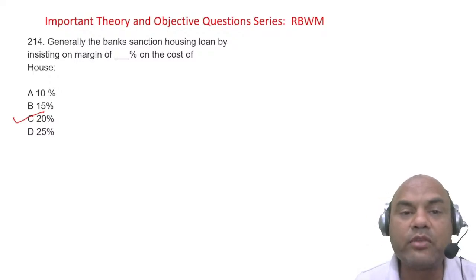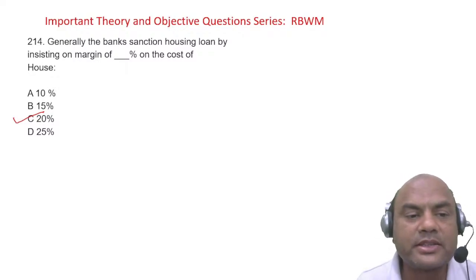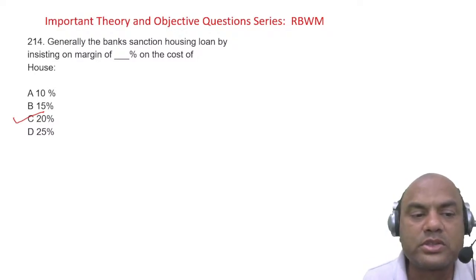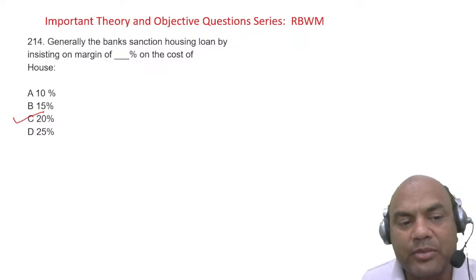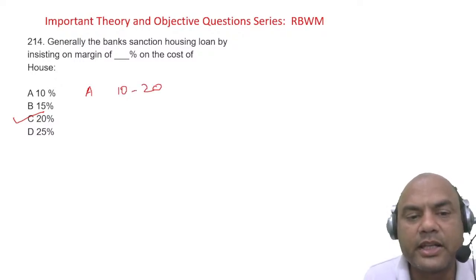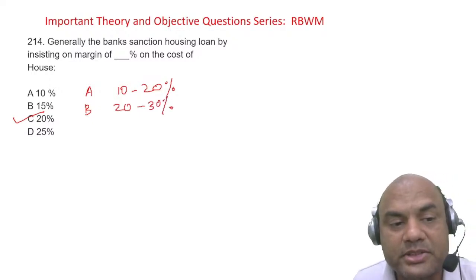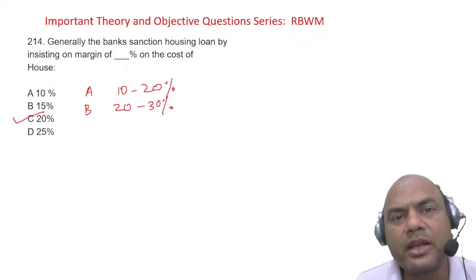So that's why the trend followed is 20% maximum, but many of the banks are insisting on the margin of 15% also. So in exam, the options won't be exact 10%, 15. They'll give you the option of A, roughly 10 to 20%, B, 20 to 30%. Something like these options will be given to you, because many of the banks don't charge 15%. They go in the range.